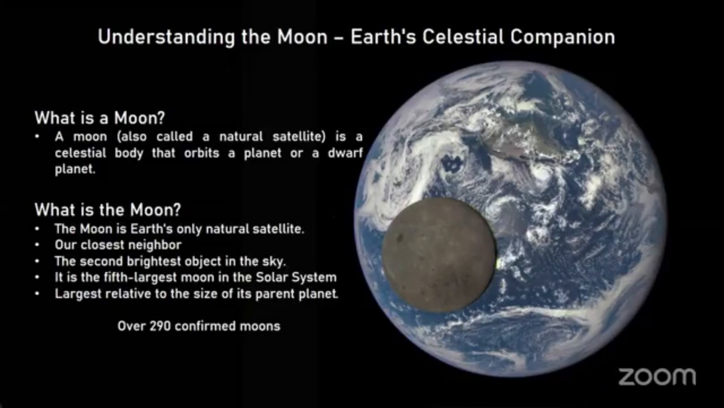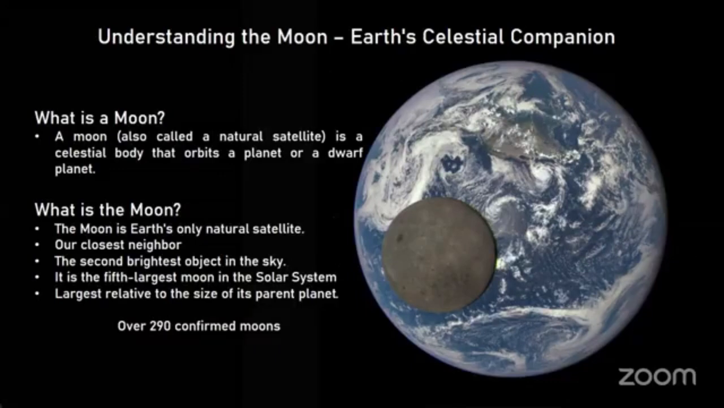Now, how about our own moon? Our own moon is called the Moon with a capital letter M. Our moon is our only natural satellite. Earth has only one moon, and it is regarded as our closest neighbor in the universe. The moon is our closest neighbor in the universe, so it is very important for us to understand it.